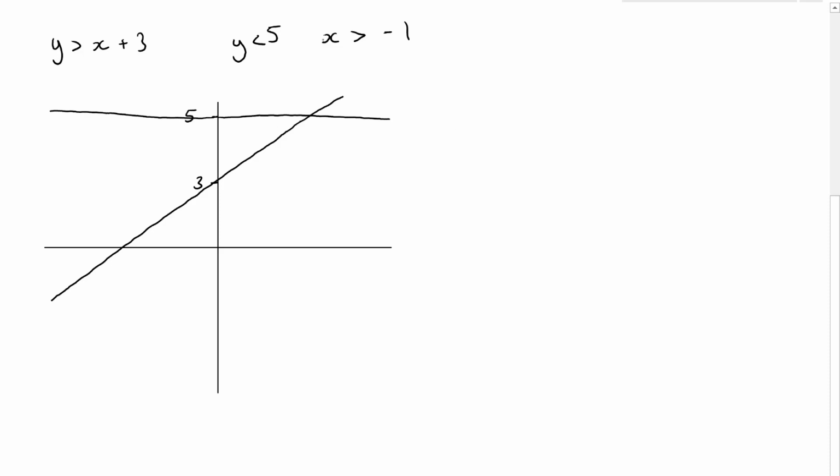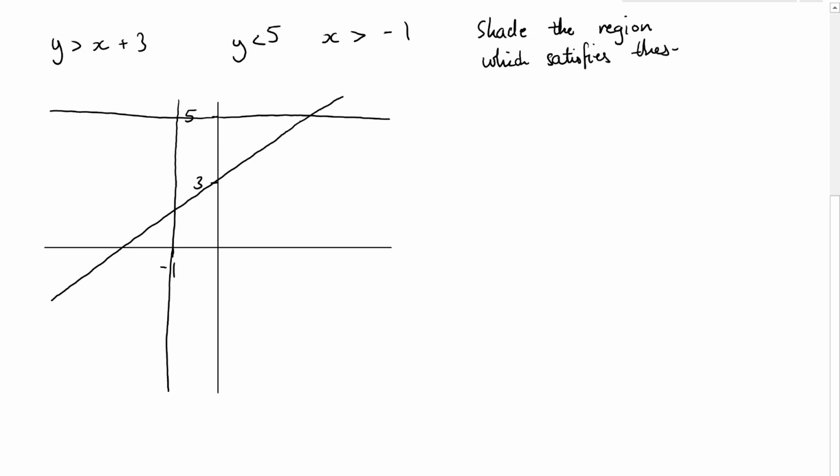And then x is greater than minus 1. We find where x is minus 1, let's say that was here, and where x is minus 1, we draw a line down through all of the y values where x is equal to minus 1. Now they're asking you to shade the region, so they'd say shade the region which satisfies these inequalities. This is what the question would say.